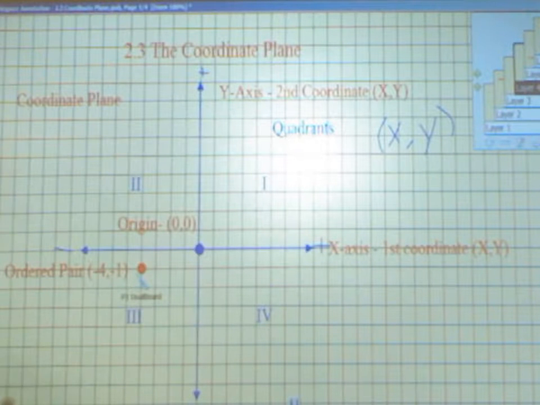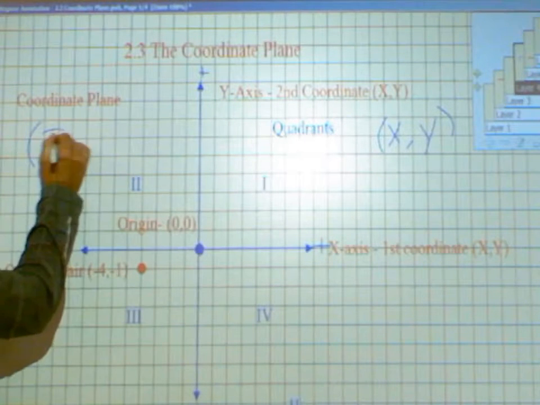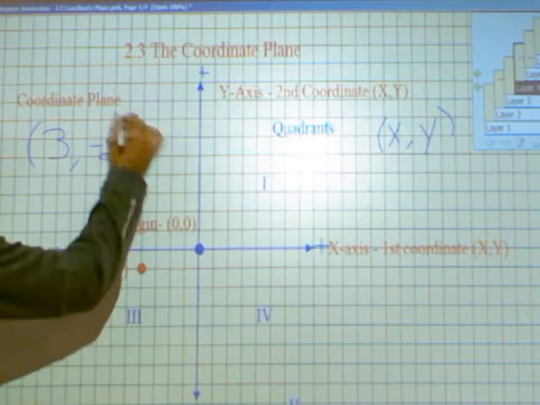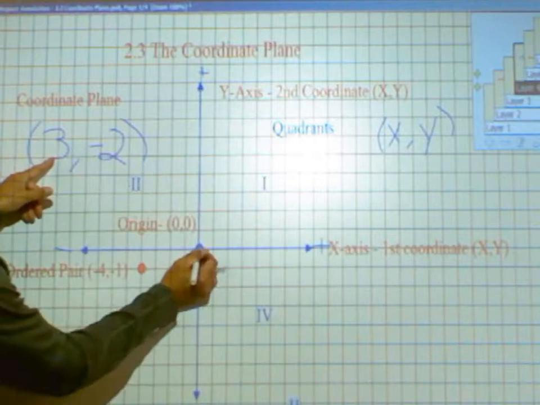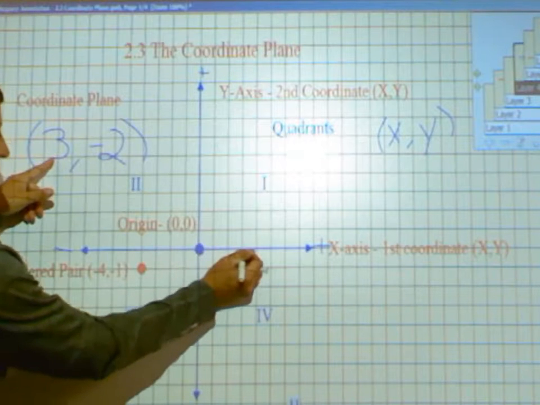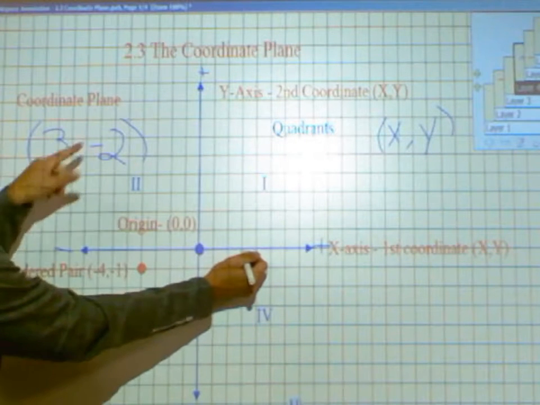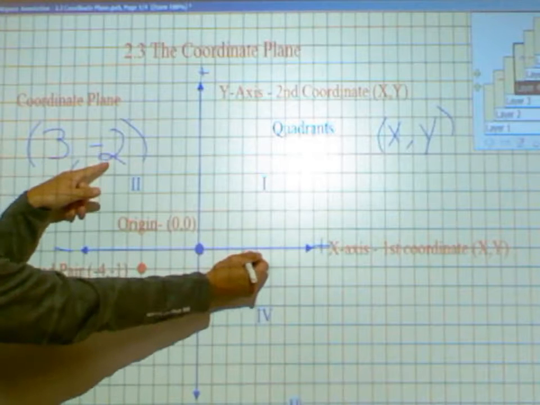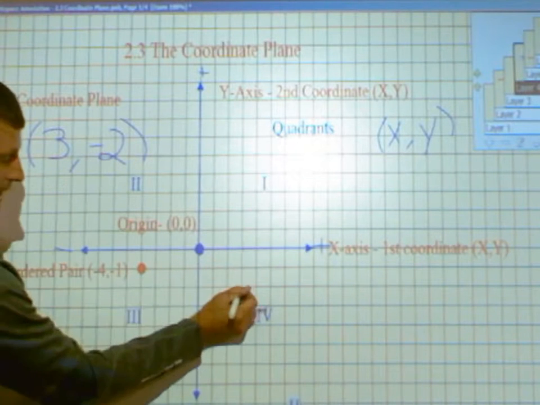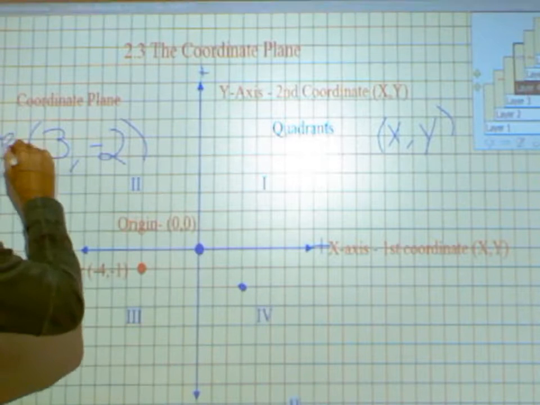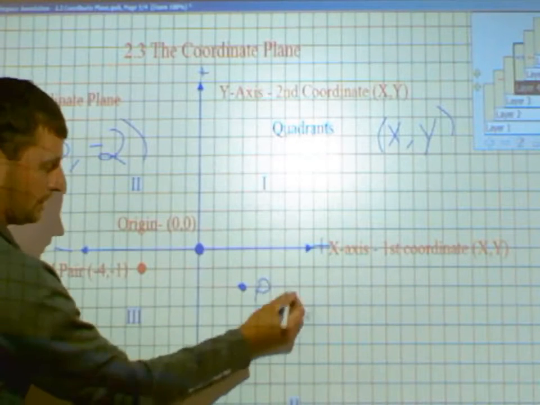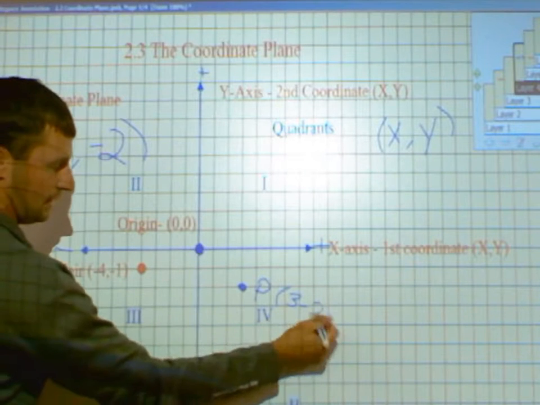Another example, say I had 3, -2. 3 is my x. That's always been that way. So I count 3. 1, 2, 3 on the positive x-axis. Then I go down 2 for my y. -1, -2. I'll label that point, call it point P. And that is at 3, -2.